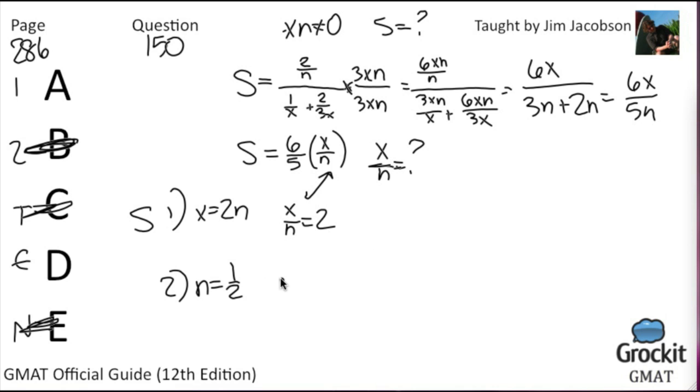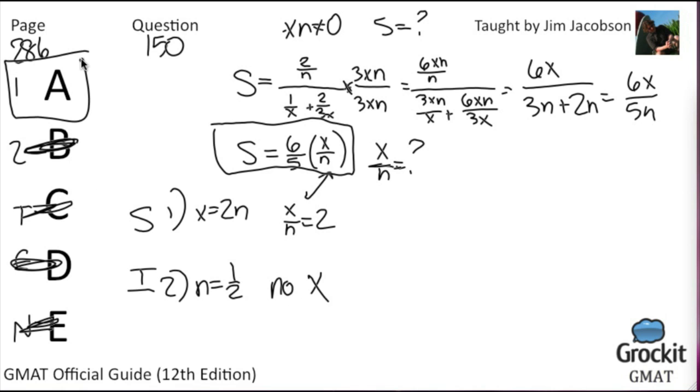Well, that would be useful, but we don't have x. Remember, we're dealing with an equation with two variables here. This guy here is an equation with two variables. We need both of them. So knowing that n equals 1/2 is not quite enough, we would still need x. No x, no sufficiency, so we can cross off D and circle A.